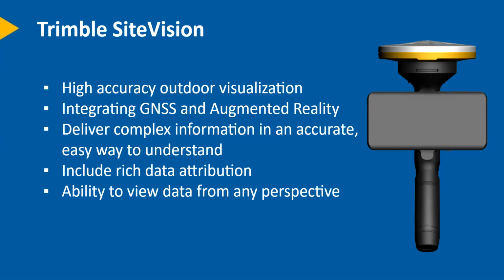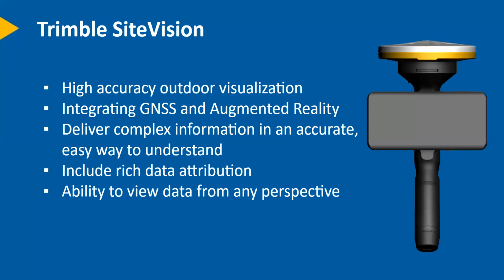It is designed for high accuracy outdoor visualization, using GNSS as an augment to that, to allow a georeferenced model to be automatically and very accurately placed into the real world. The main goal is to be able to deliver very complex information in a highly accurate, easily digestible, easy to understand fashion.